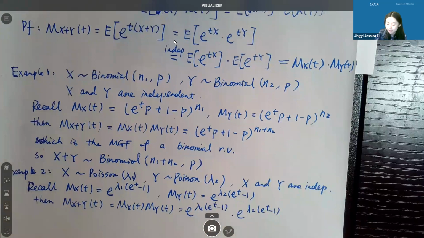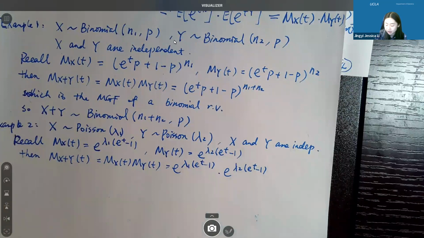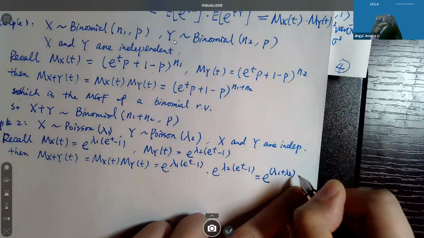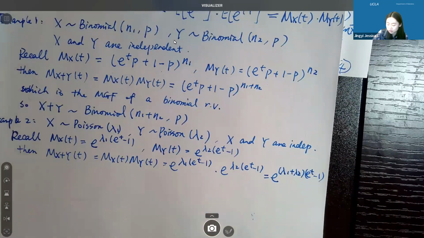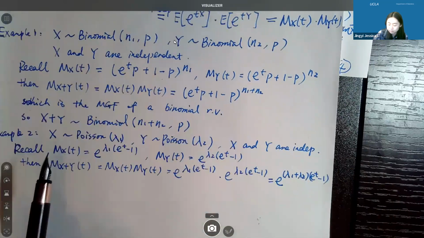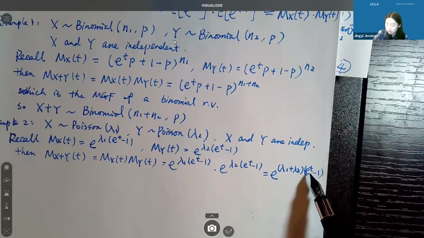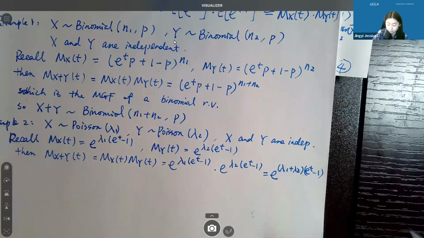Now I know that with this product, I need to take the sum of the two powers. Because they share the same term, e to the t minus 1, I can combine them. So I would get e to the lambda 1 plus lambda 2 times (e to the t minus 1). That's it. Let's see whether this belongs to the form of the MGF of a Poisson variable. It does. It has this form e to the t minus 1, the term involving t, the argument. And before it, I have the rate parameter lambda 1 plus lambda 2.